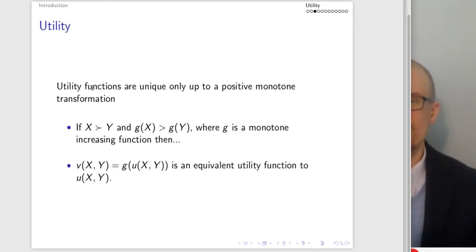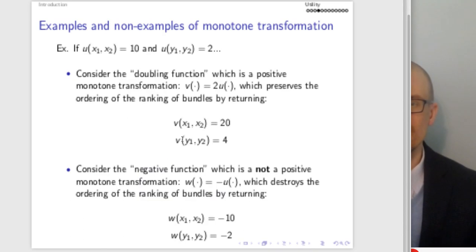When we're talking about monotone transformations, the idea is we're taking a function of a function. If this is my preference relationship, x is strictly preferred to y, and g of x is greater than g of y, where g is a monotone increasing function, then v of x,y equals g of u of x,y will be an equivalent utility function. It's going to preserve the same ranking.